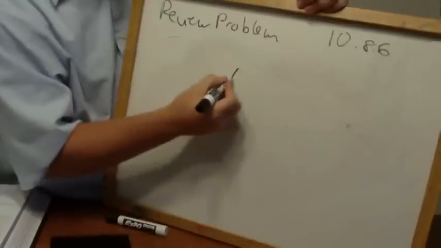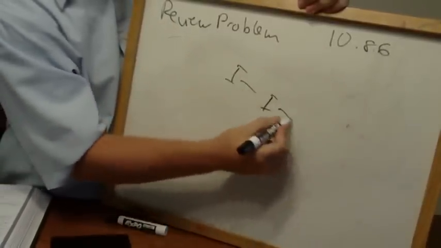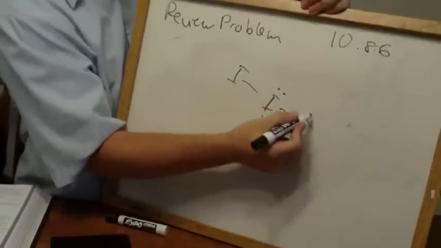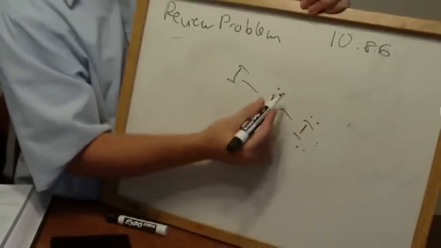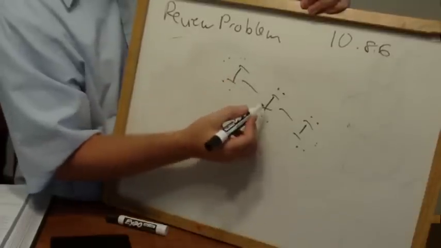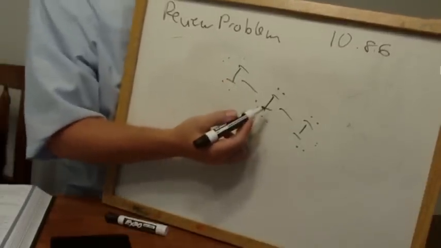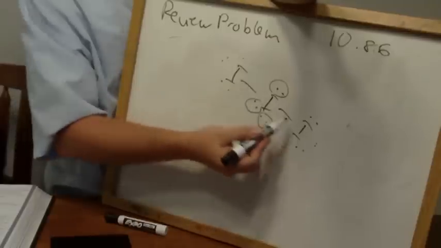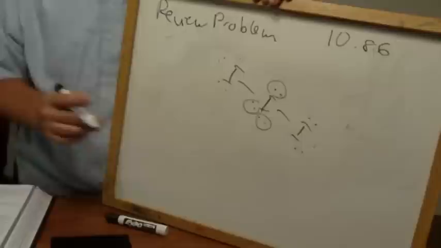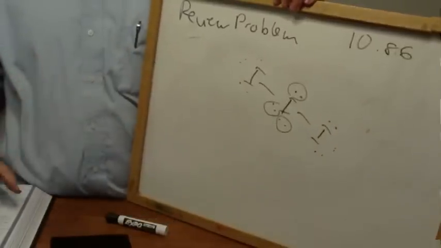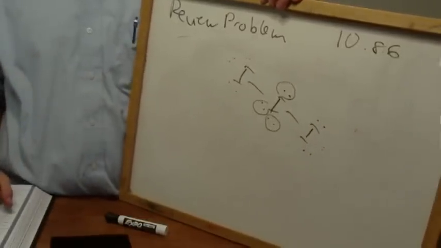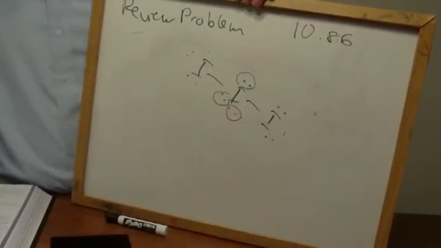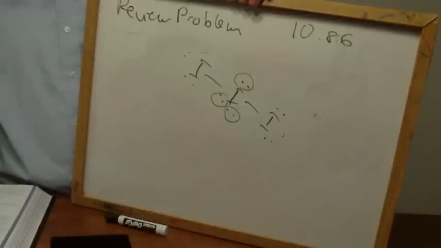I3 minus. I. 7 times 3, 21, 22 electrons. 8, 9, 10, 11, 12, 13, 14, 15, 16, 17, 18, 19, 20, 21, 22. So we have 3 lone pairs on iodine, and those are all going to take equatorial positions, so these I's are going to be axial, and the result is going to be linear. This is going to be a linear molecule. All right. I3 minus, yeah?